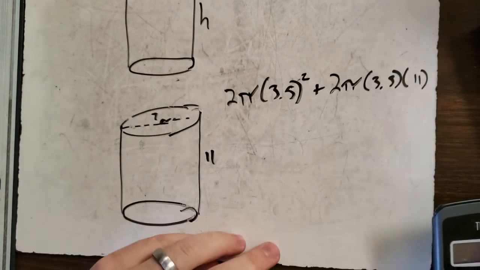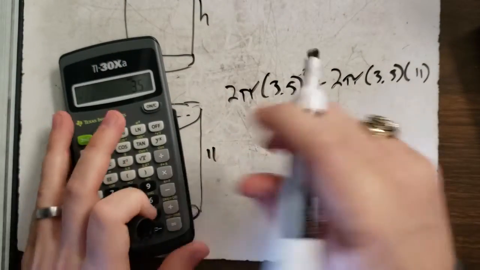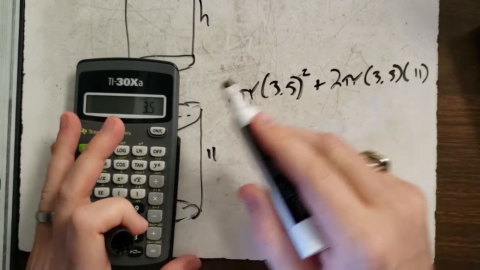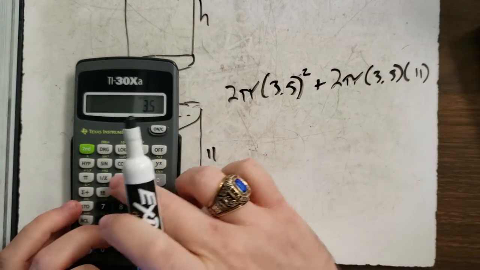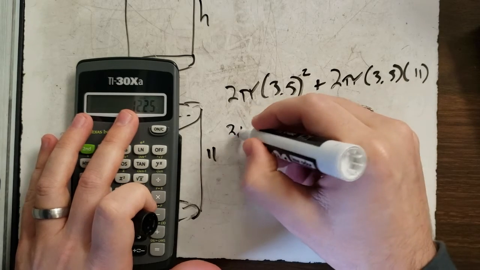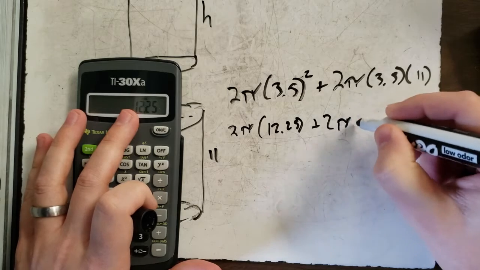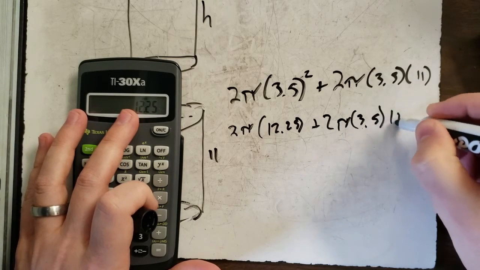Now, remember, you're doing this side first and then this side. So do the math. Square 3.5 first. We have 3.5 in here, and we're going to square it to get 12.25. So 2 pi 12.25 plus 2 pi 3.5 11.